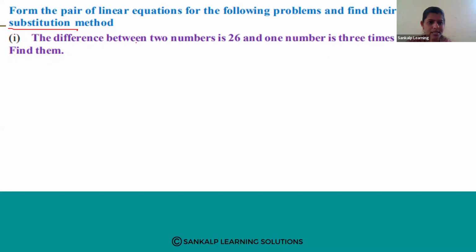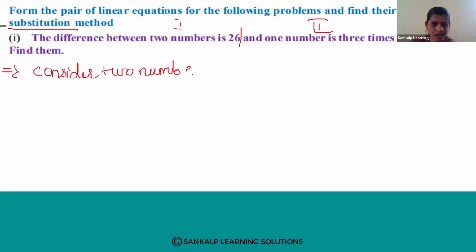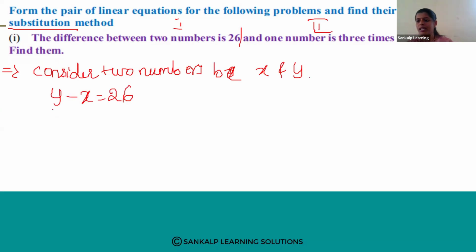Okay, so we will make two groups. That is, first this is one part and this is the second part. So the difference between two numbers is 26. Let us consider the two numbers to be x and y. So the difference between two numbers. Sometimes what happens is y is greater than x. So in that case, let us take y minus x is equal to 26, the difference between two numbers. Okay, next.